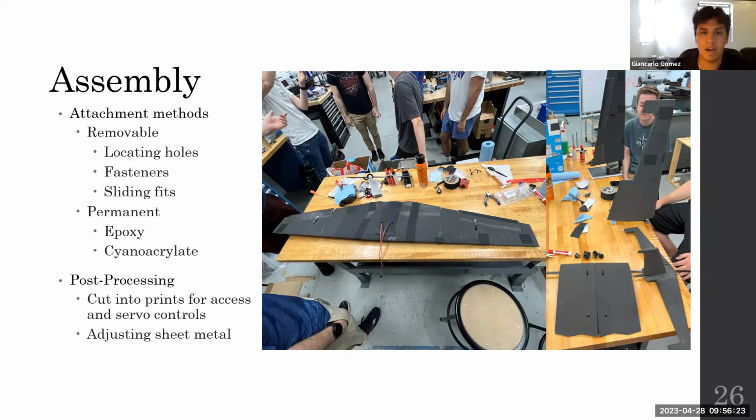For permanent, we also had locating holes throughout the entire wing section, as Chris said, that allowed for the carbon fiber spar to run through, making sure that the wing was completely aligned.